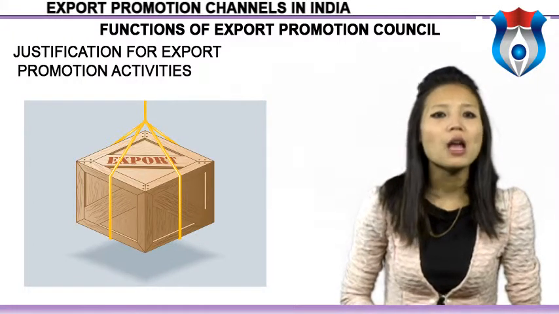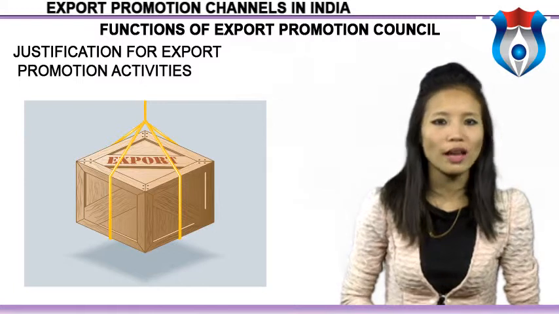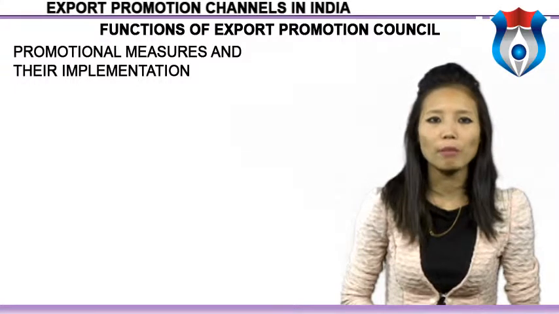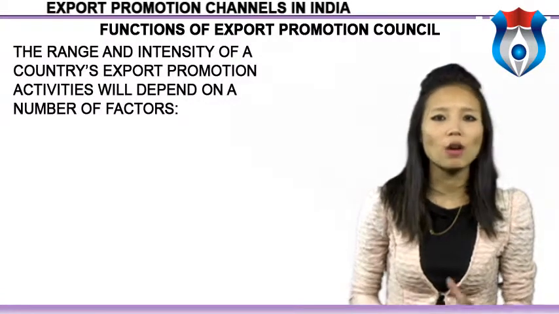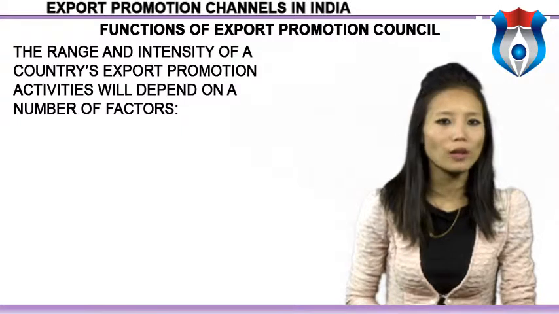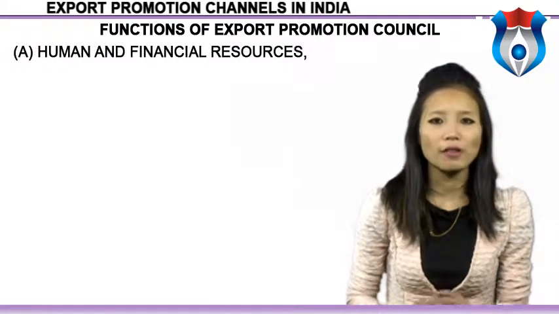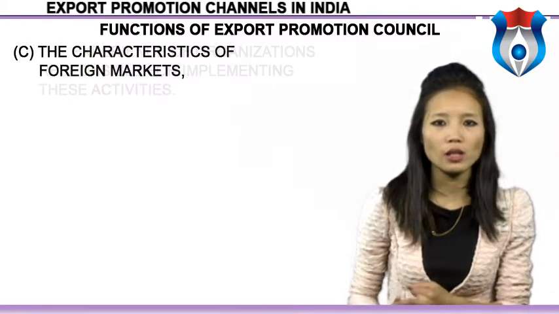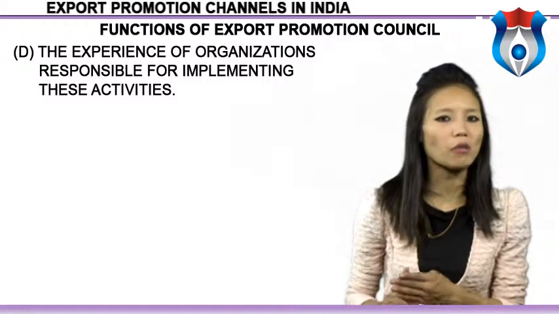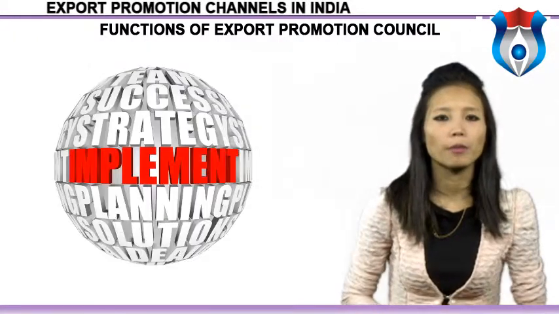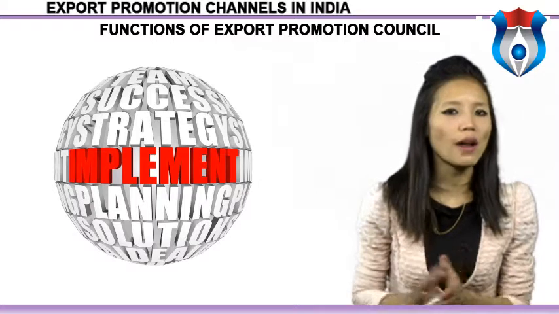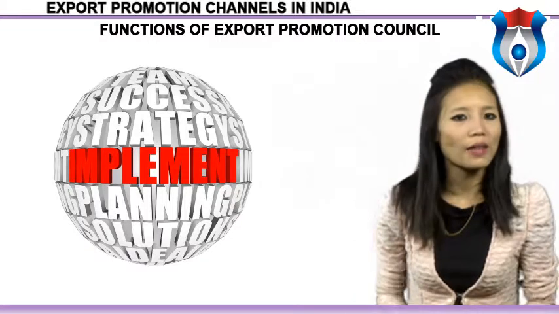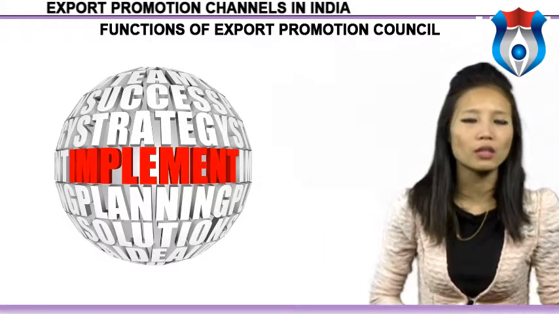This actually involves a number of complicated actions and considerations that should be examined in greater detail. Promotional measures and their implementation. The range and intensity of a country's export promotion activities will depend on a number of factors: human and financial resources, the nature of products that can be exported, the characteristics of foreign markets, and the experience of the organization responsible for implementing these activities. A variety of organizations or entities can implement activities, and the main entities will be the government's TPOs. Other entities may carry out related complementary activities.